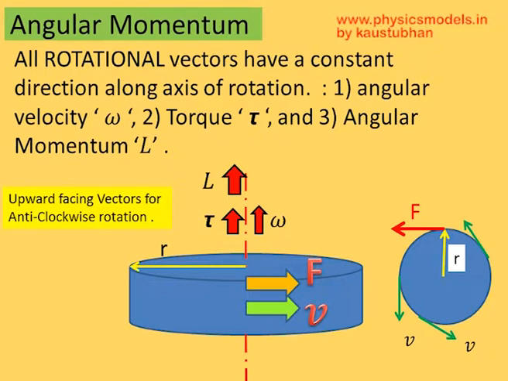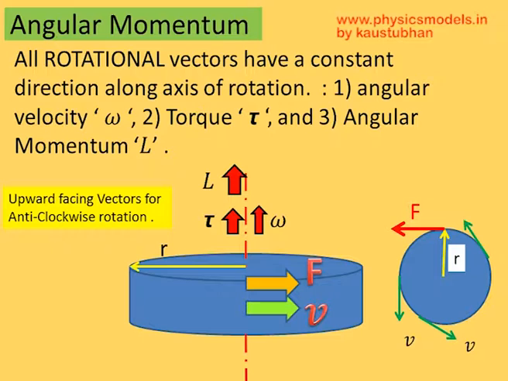Now the rotational vectors like omega, torque and angular momentum need a consistent direction. They can't be going round and round that disk like the tangential vectors. So here in this sketch you can see that all those three rotational vectors are pointing upwards along the axis of rotation, because the axis of rotation is consistent and is not changing every second. If that disk is rotating clockwise, the same rotational vectors would point downwards along the axis of rotation.